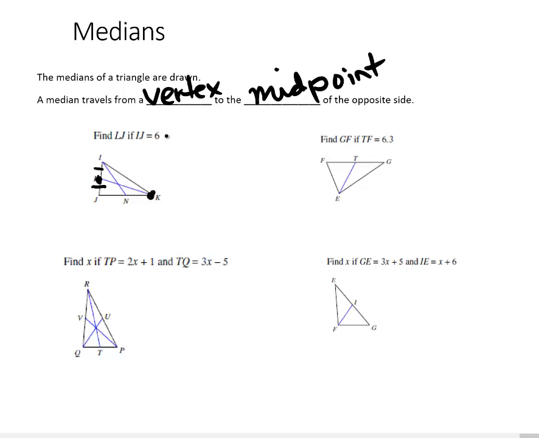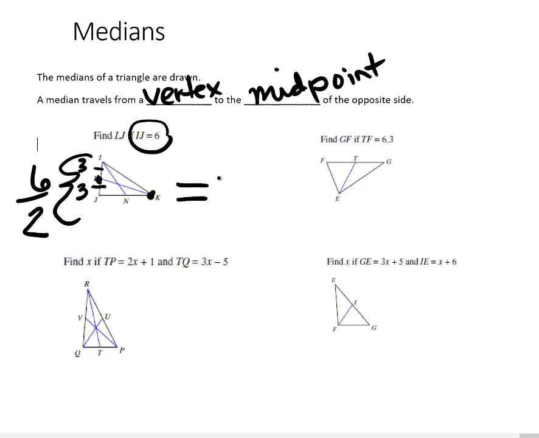So if this whole thing, IJ, is 6, what are the little pieces? They've got to be 6 cut in half. So they should be 3 and 3. That's one type of problem where they equal each other. The other type of problem is like this one.